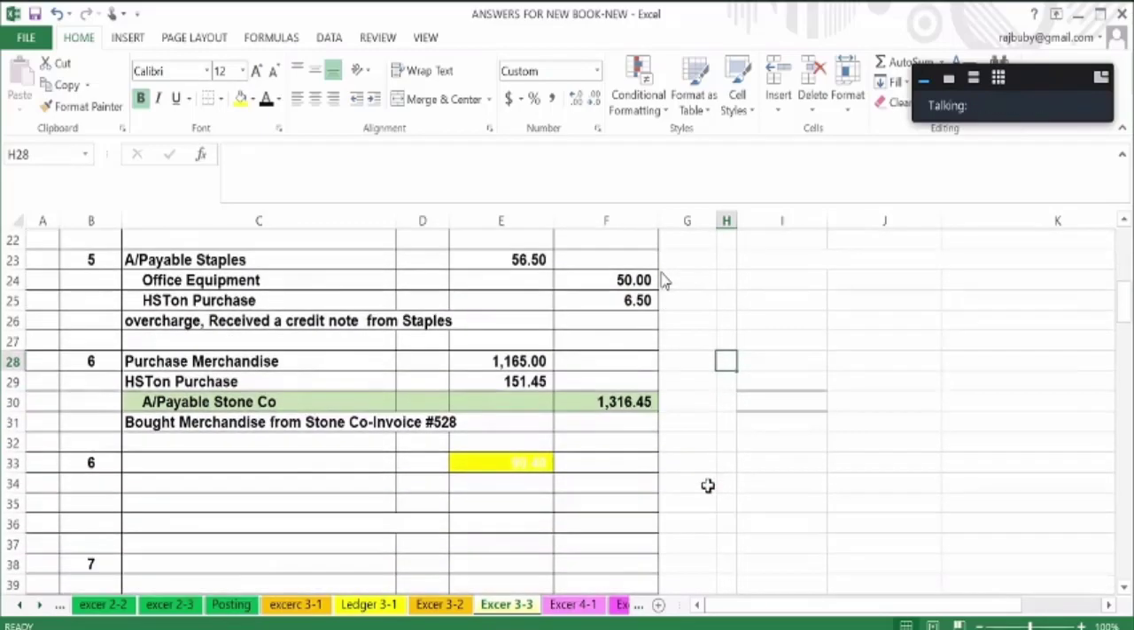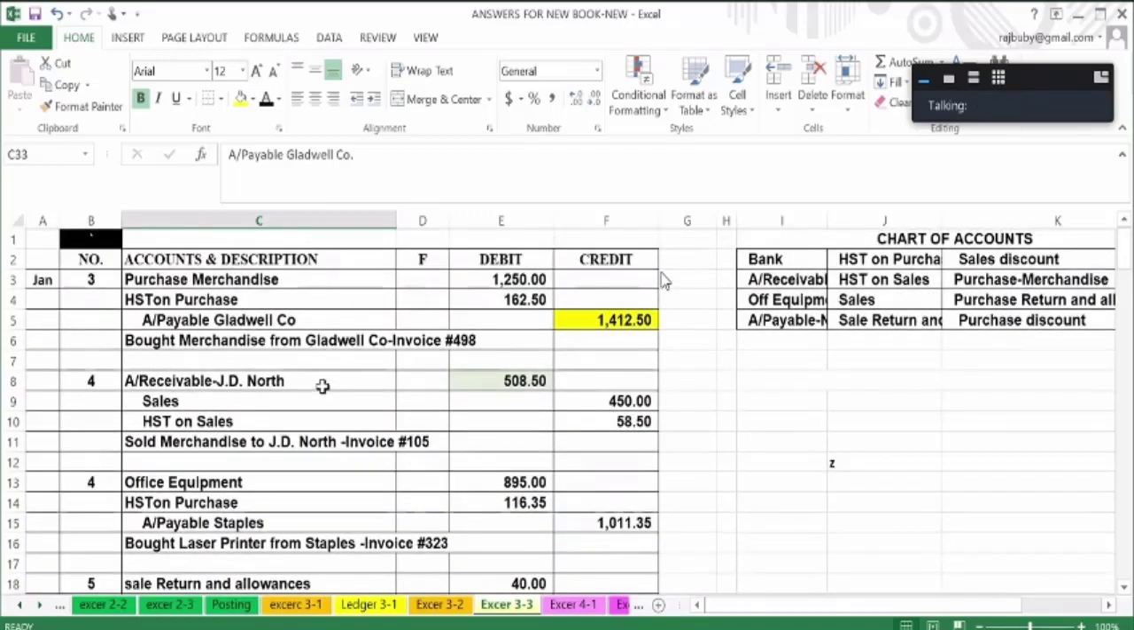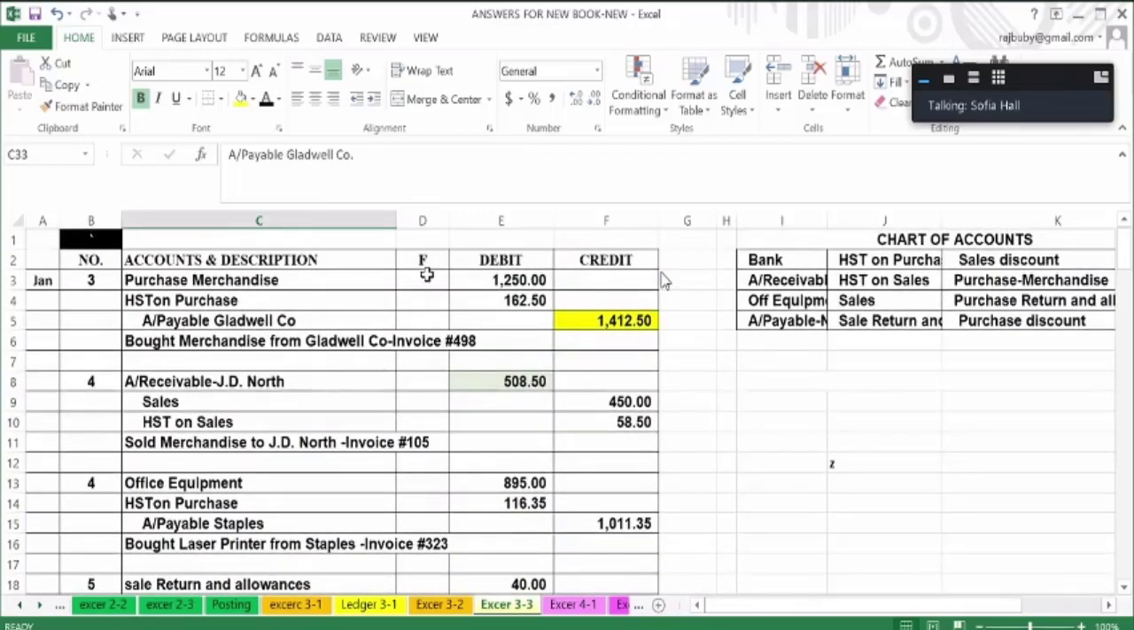January 6th. Merchandise worth $80 plus HST 10.40 bought from Gladwell. Invoice number 498 was poor quality. Received a credit note. So is this related to the previous one? No, right? It's just a new transaction? It's related to this one, the first one, January 3rd, right?